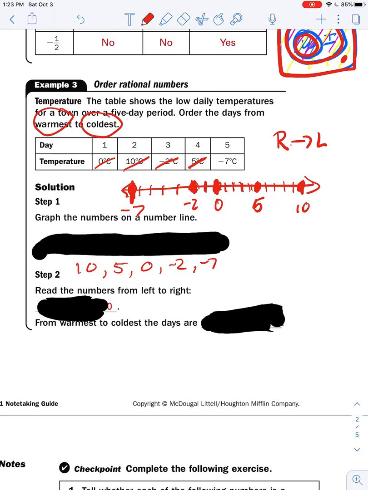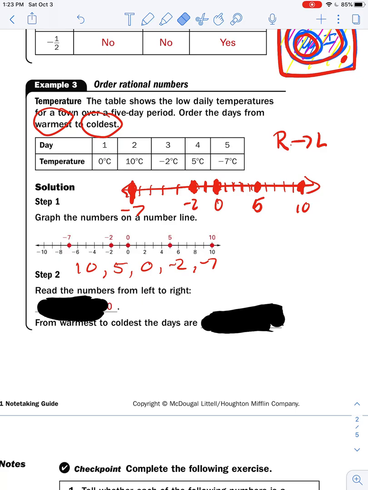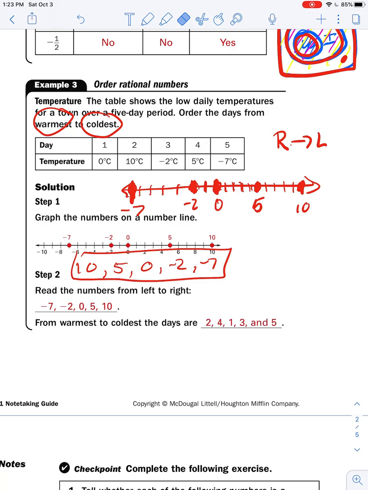So then if we tie that back to which days are what, then we're going to be able to see what days went where. So there's our number line, and it goes from day 2, which was 10 degrees, then the next was day 4, which was 5, and so on. So when you put them in the order of the warmest to coldest, that's what you're looking at. Okay, so if we read the numbers from left to right, which it's telling me to do here, that's what the order is, but from warmest to coldest is going to end up where we ended up. And these are the days, so don't get confused about why the numbers changed.